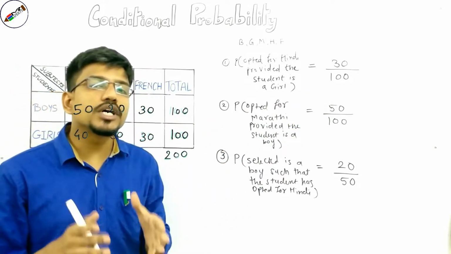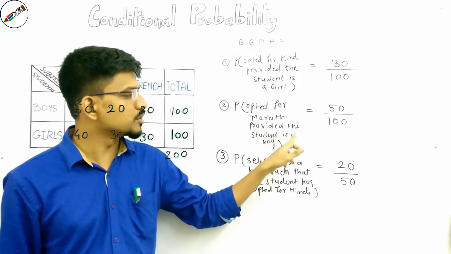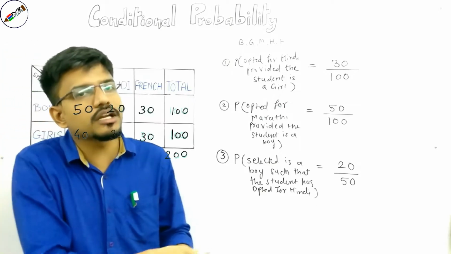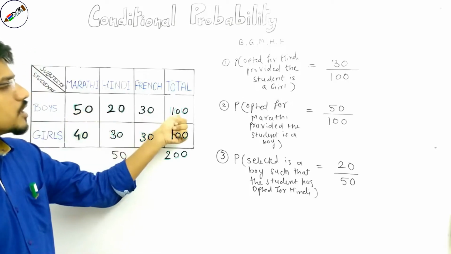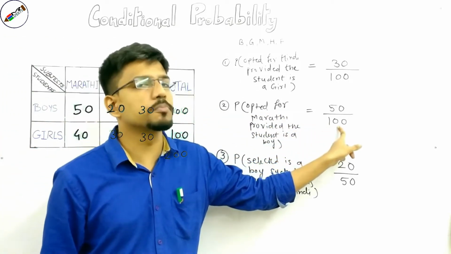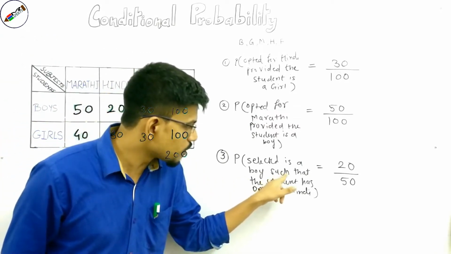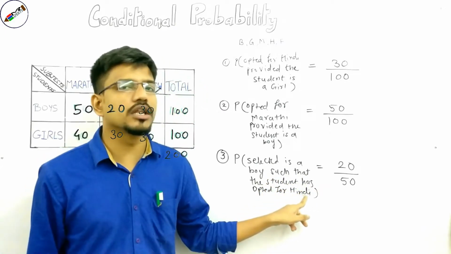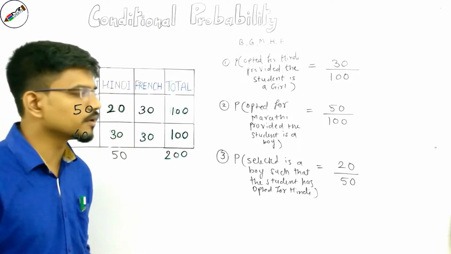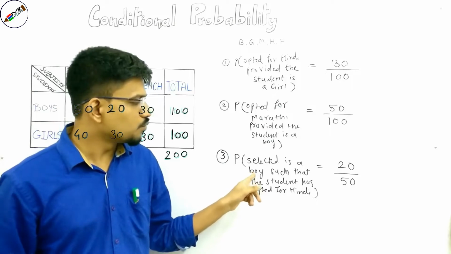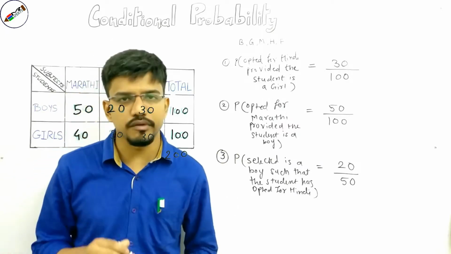as virtual sample space. Now opted for Marathi provided that the student is a boy. It means the student will be selected from the boys, not from the girls. So the number of boys becomes your virtual sample space. And over here the virtual sample space, as you can guess right, provided that the student has opted for Hindi, so you will look out for the total number of students who have opted for Hindi, and from that you have to select who are boys. So how many boys were there? 20. That is why it was 20 upon 50.